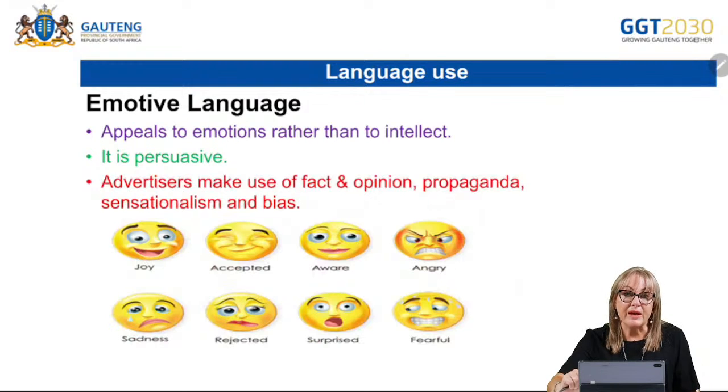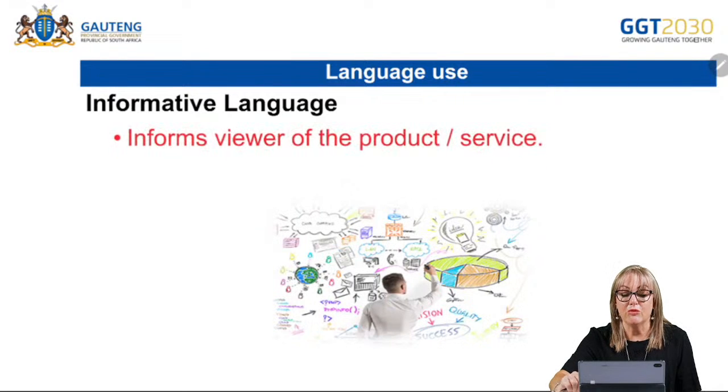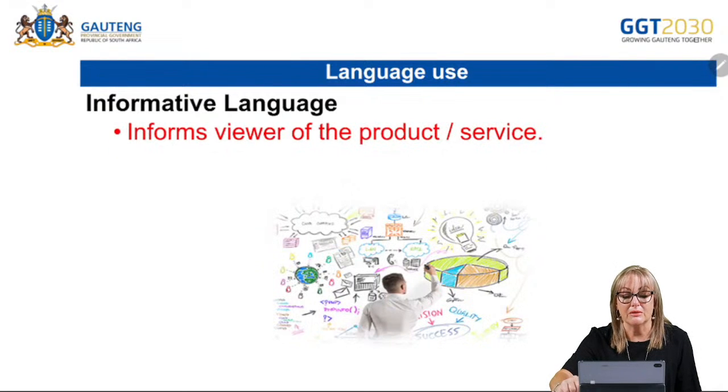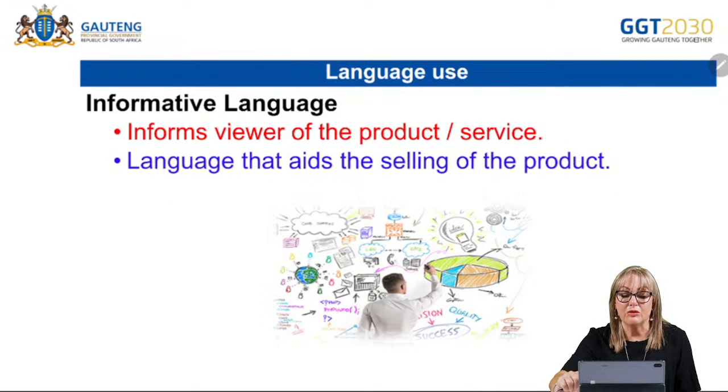They make use of facts and opinions, propaganda, sensationalism, and bias. So they're not always very honest in their advertising. And that is where you must, in real life, be able to discern between propaganda and something that's biased or not a fact but an opinion. They also use informative language because they want to inform you of the product or the service. And the language that they use will assist in selling the product.